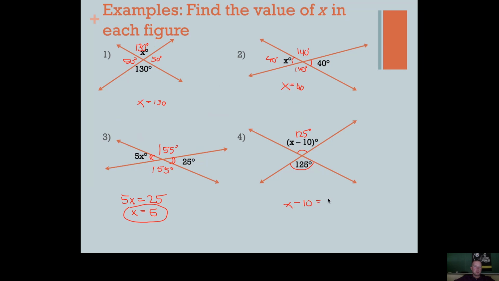Some number minus 10 gives you 125. If you add 10 to both sides, x is going to give you 135. That's the value of x, not the measures of the angles. These ones are 125. What about these ones? Got to add up to 180.